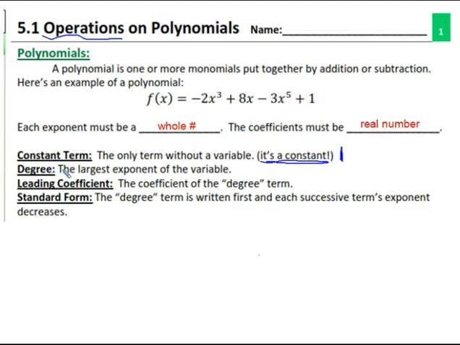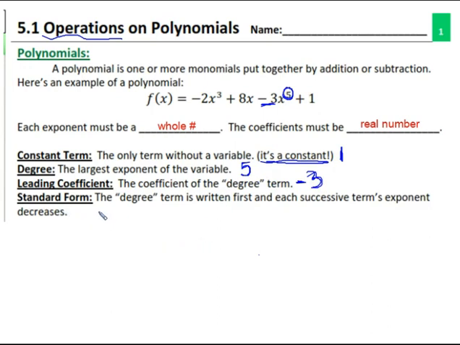Now the degree, on the other hand, is the largest exponent in your polynomial. If we look at our largest exponent, it looks like that would be a 5. So the degree of this polynomial would be 5th degree. And the leading coefficient is the coefficient of the degree term. So if this is my degree, the coefficient is the number out front, which looks like a -3. So once we have a polynomial, we can find those 3 different things.